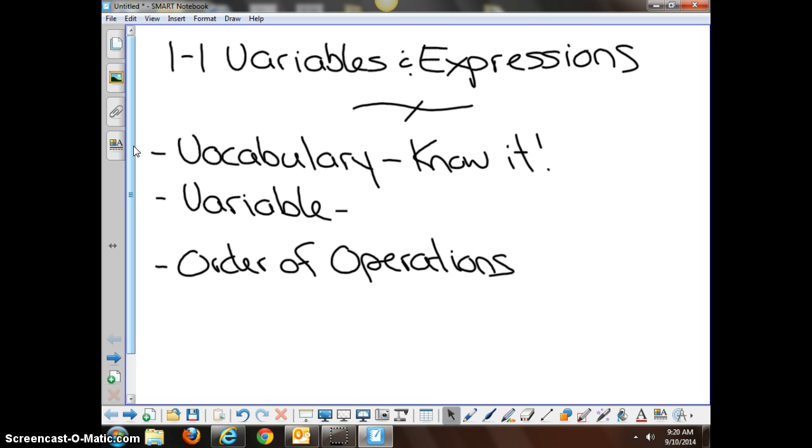Vocabulary, first of all, you need to know the vocabulary. It's in the PowerPoint lesson. The vocabulary words include variable, coefficient, algebraic expression, constant, evaluate, and substitute. Make sure you know what all of those mean. Very important that you understand the vocabulary.